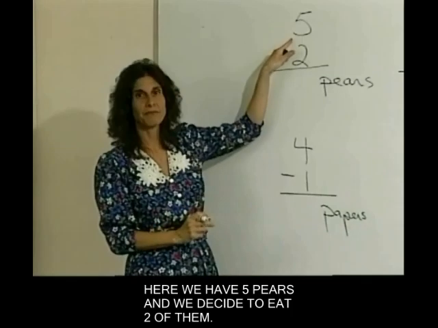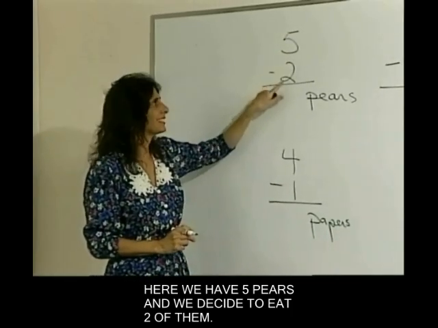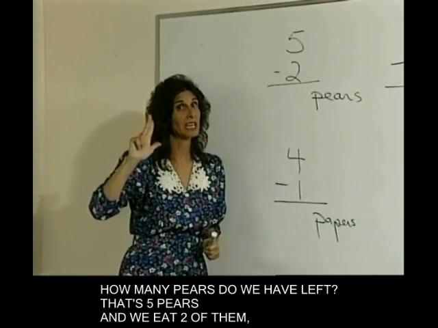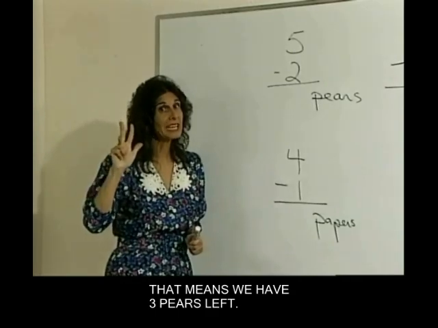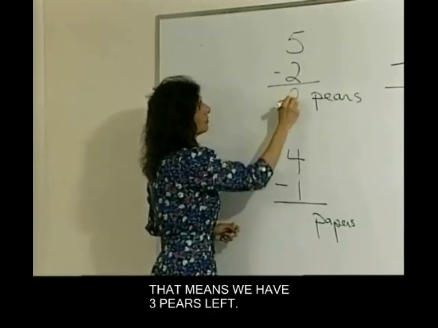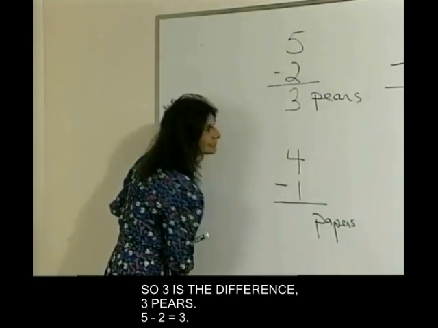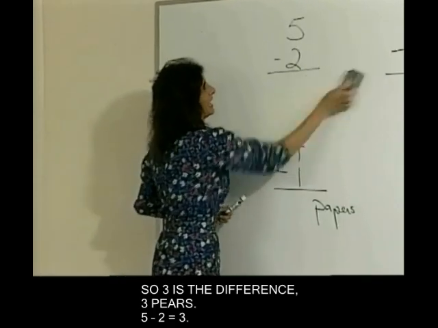Here we have 5 pears, and we decide to eat 2 of them. How many pears do we have left? That's 5 pears, and we eat 2 of them. That means we have 3 pears left. So 3 is the difference, 3 pears. 5 minus 2 is 3. And let's do another one.